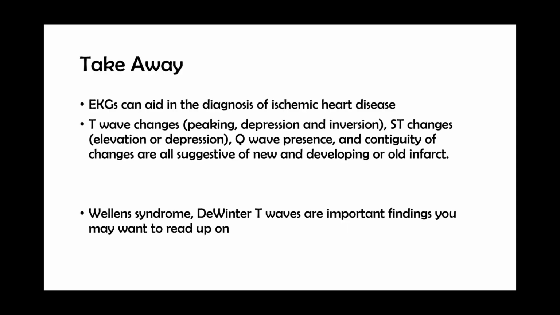Here are some of the takeaways. We talked a lot about ischemia in this video. Keep in mind that the EKG can aid in the diagnosis of ischemic heart disease. We can see T-wave changes such as peakening, depression, meaning flattening, and inversions. We can see ST changes, elevations or depressions. We can see pathologic Q waves. And keep in mind that these changes generally occur in a contiguous pattern.